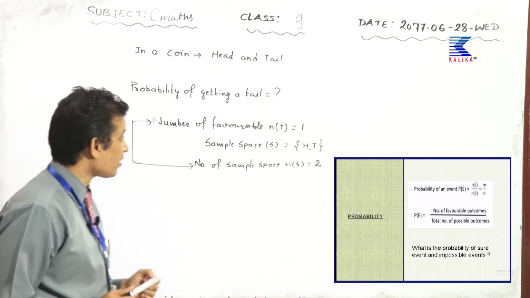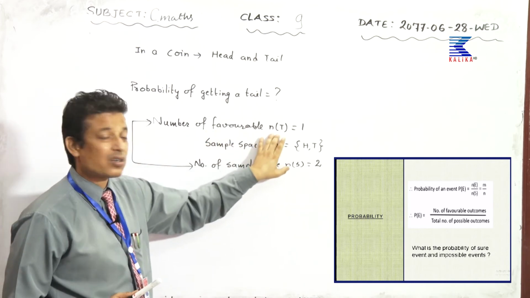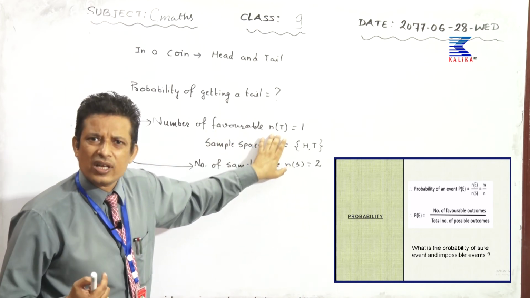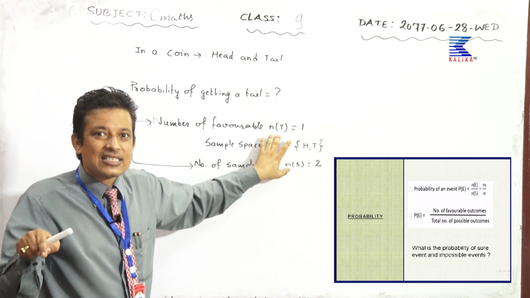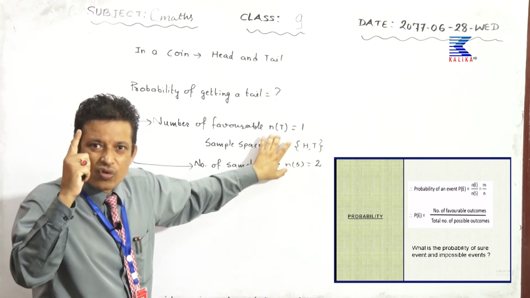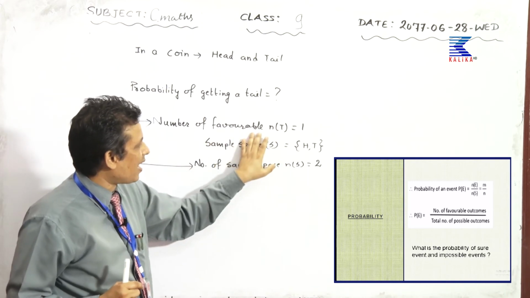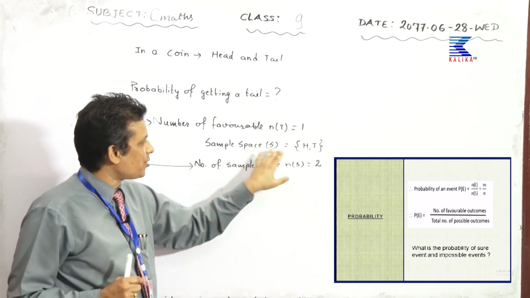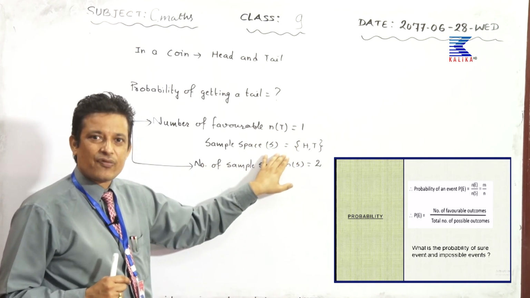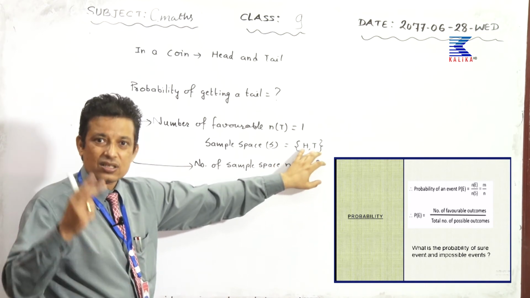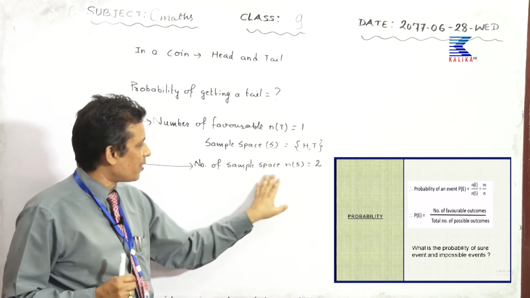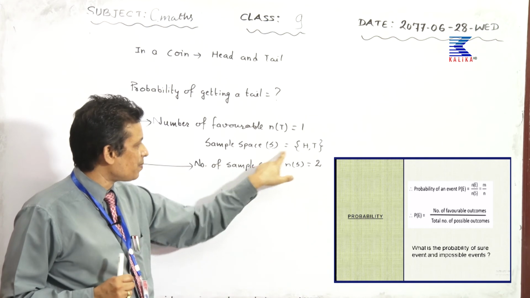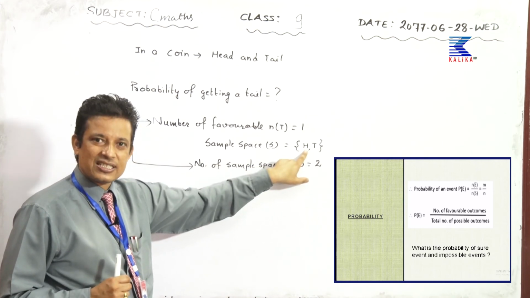Okay. So, number of favorable outcomes, we are looking for a tail. How many tails are there? One tail is there in a coin. So, the number of favorable outcomes n(T) is 1. Sample space, the set of sample space in case of a coin is {H, T}. So, the set of sample space has 2 elements, H and T.